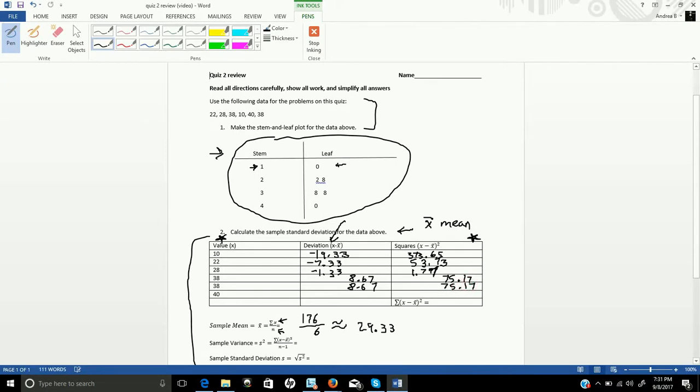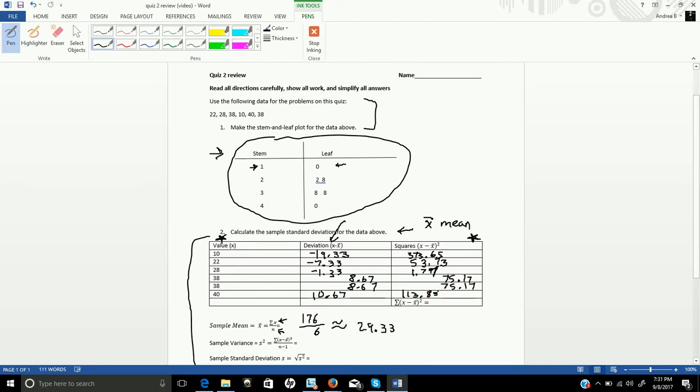And then down below this, we want to add up this squares column. So this part here means you're going to add up all those values that you had in your squares column. So if you add those up there, it looks like we should get 693.34 in this case.